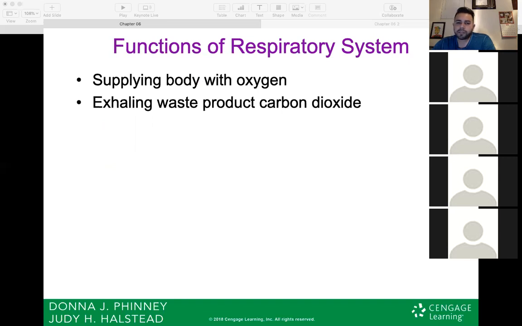The respiratory system supplies the body with oxygen through inhalation and eliminates carbon dioxide through exhalation. Not exhaustion where, oh, I'm exhausted, but exhalation where we're breathing out. Air is inhaled through the nose and the mouth and brought into the lungs where it is absorbed into the bloodstream and carried out to all the body cells. And of course, exhaling the waste product, carbon dioxide.